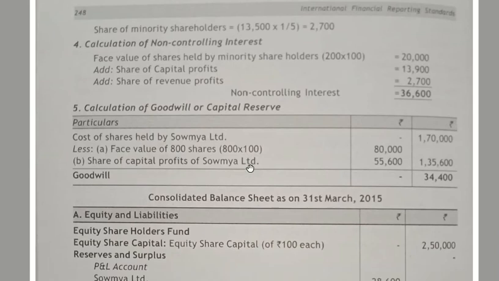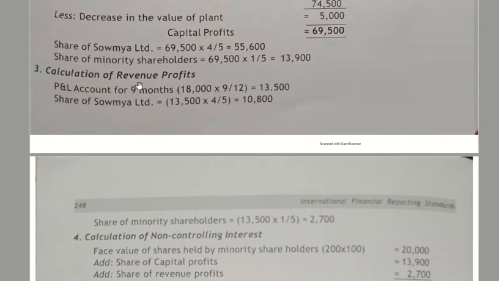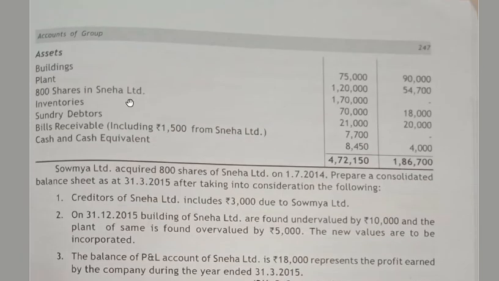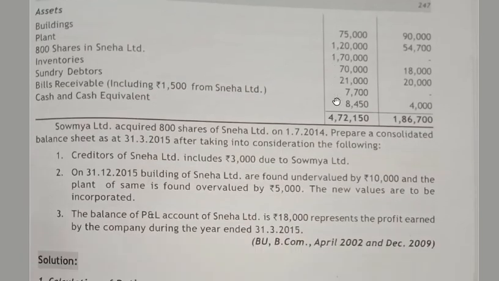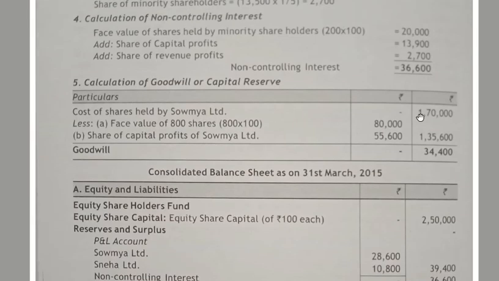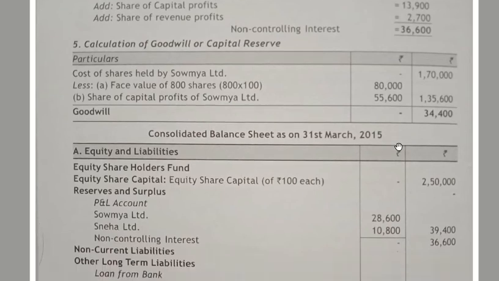Now the calculation of goodwill or capital reserve. The cost of shares held by Somya Limited: if you see in the beginning, in your balance sheet they would have given 800 shares in Sneha Limited, 1,70,000. So the cost of shares held by Somya Limited is 1,70,000, less the face value of 800 shares. They will not buy at the normal face value of shares itself, they will buy at extra or lesser. So 800 into 100, 80,000. The share of your capital profit is 55,600. So you have a goodwill of 34,400.